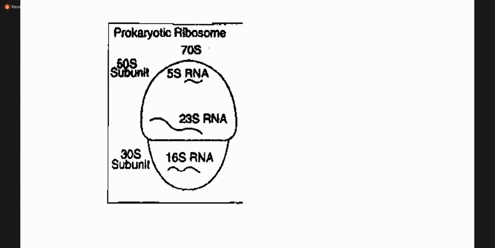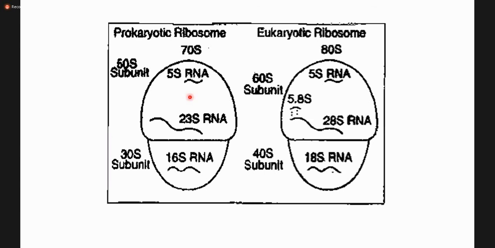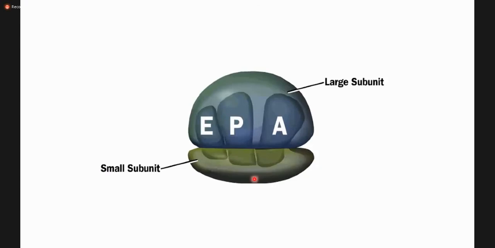The protein synthesis occurs at the ribosome, which is our machinery that synthesizes the proteins. A ribosome is made up of two subunits, the larger subunit and the smaller subunit. In prokaryotes, we have the 50S subunit and the 30S subunit. These subunits are made up of ribosomal RNA species and ribosomal proteins. Similarly, eukaryotic ribosomes have two subunits, which are a little bit different from the prokaryotes. We have the 60S larger subunit and the 40S smaller subunit.